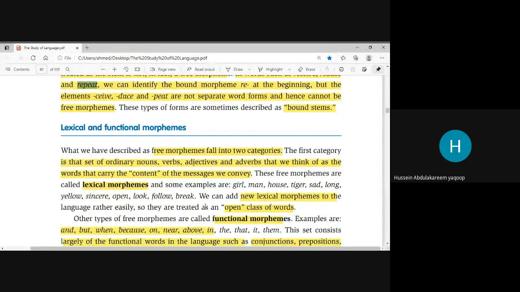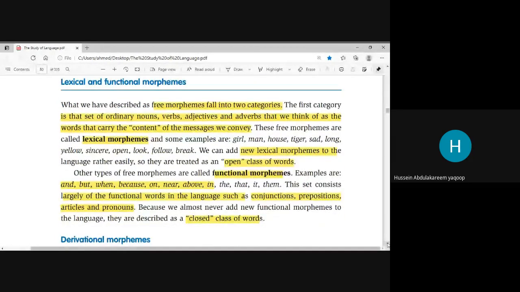That's why we call this one lexical morpheme. We call it open class. Why? Because it is possible to add new words to the language. Yes, because there is the possibility to add new words to the lexicon. That's why it's called what? Open class. Now the second type is what?